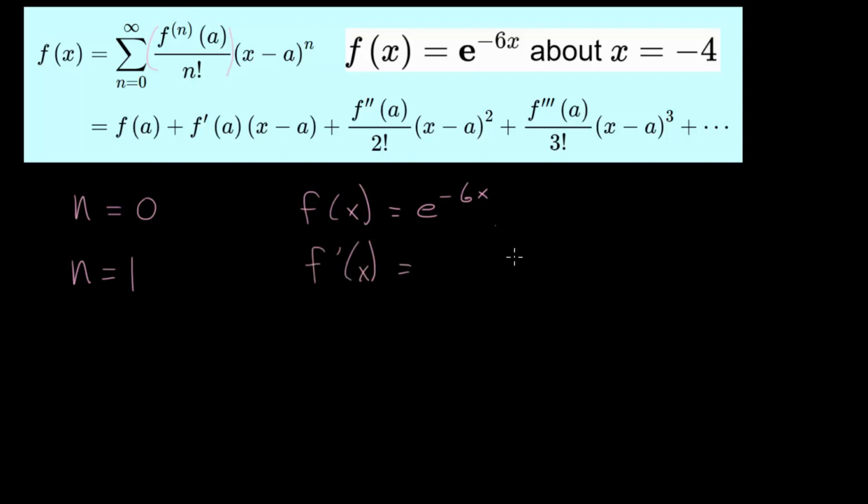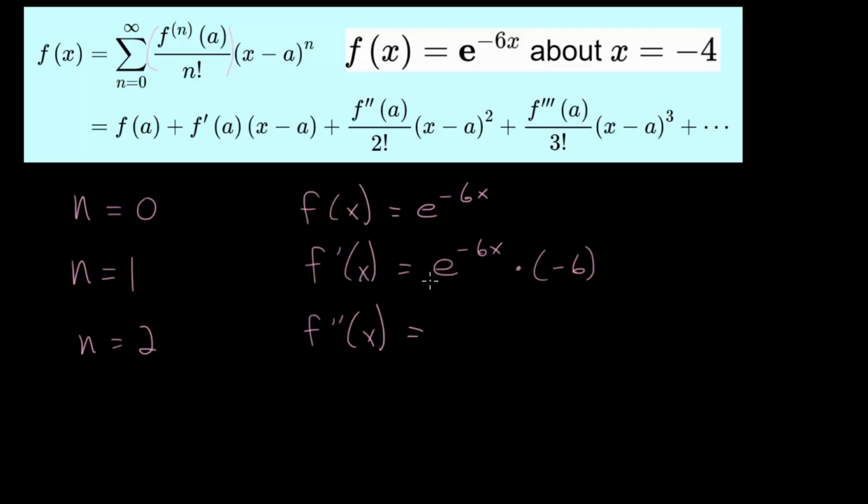So we find the derivative of this using the chain rule. For exponential functions, their derivative is just whatever you started with, but then we multiply by the derivative of our inner function, which in this case would be -6. And now we move to n equals 2. So the second derivative, we take the derivative of the first derivative. And this constant -6 will just carry along.